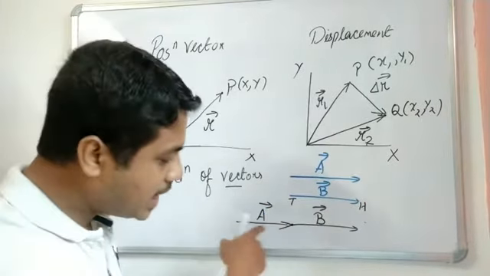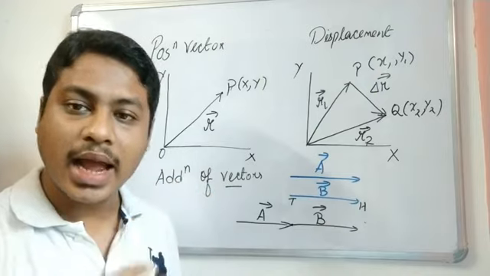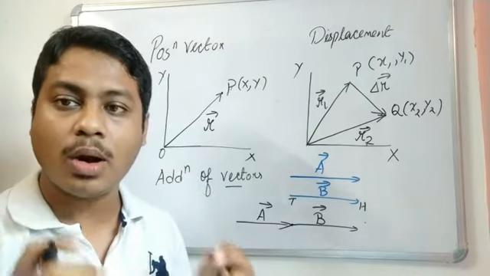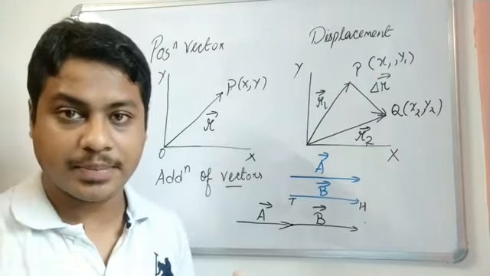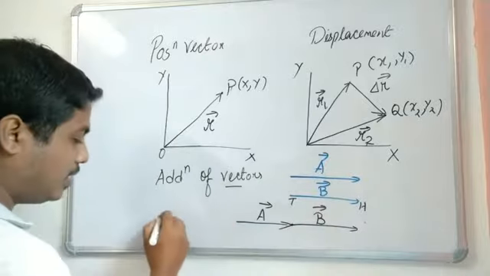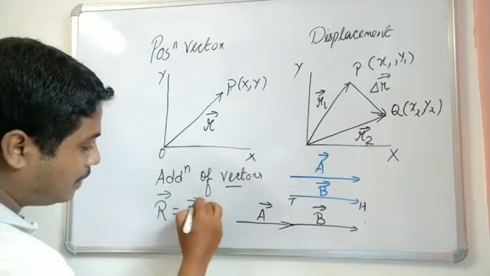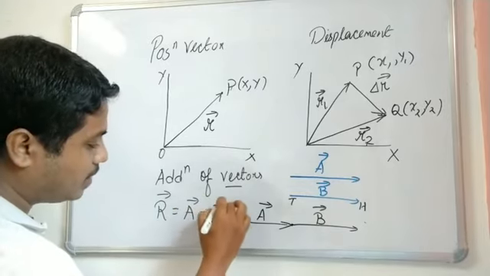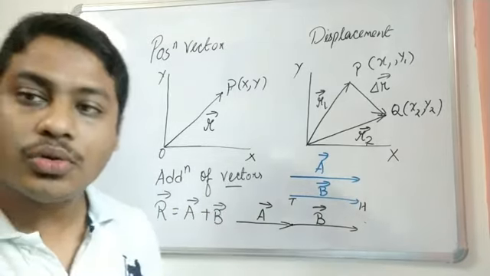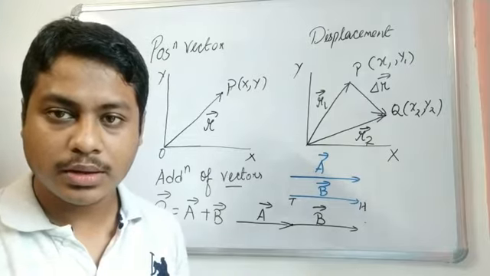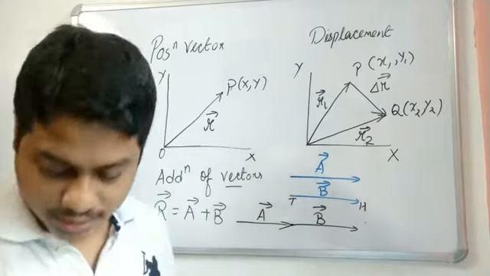Now I can add it, and when we get the addition of the two vectors, we call that the resultant, represented by R. So R will be equal to A plus B. This is how we add the two vectors.